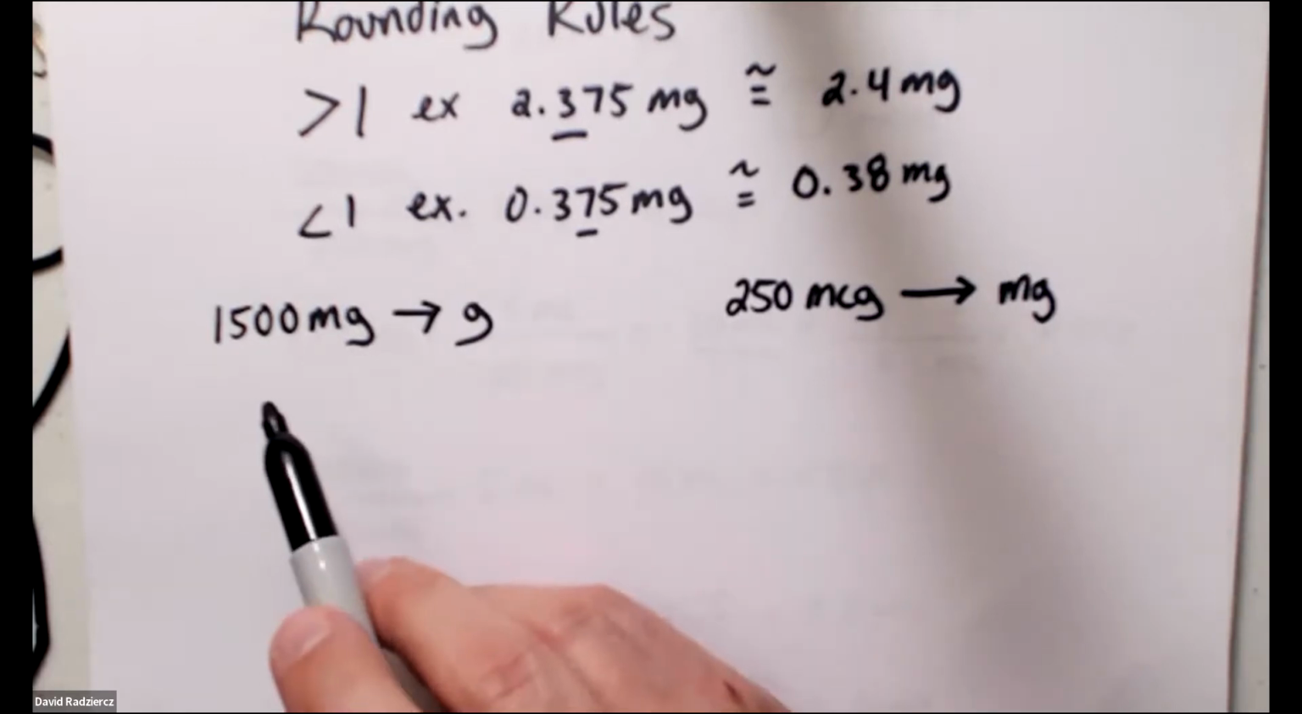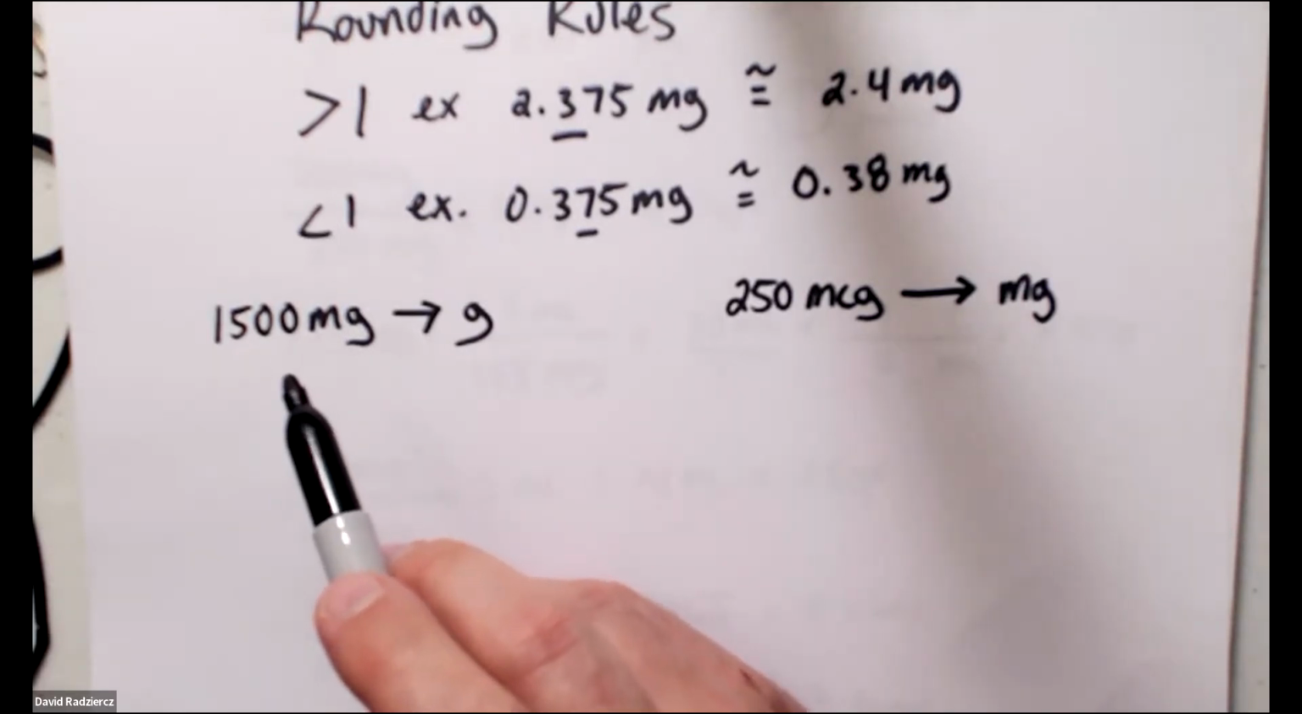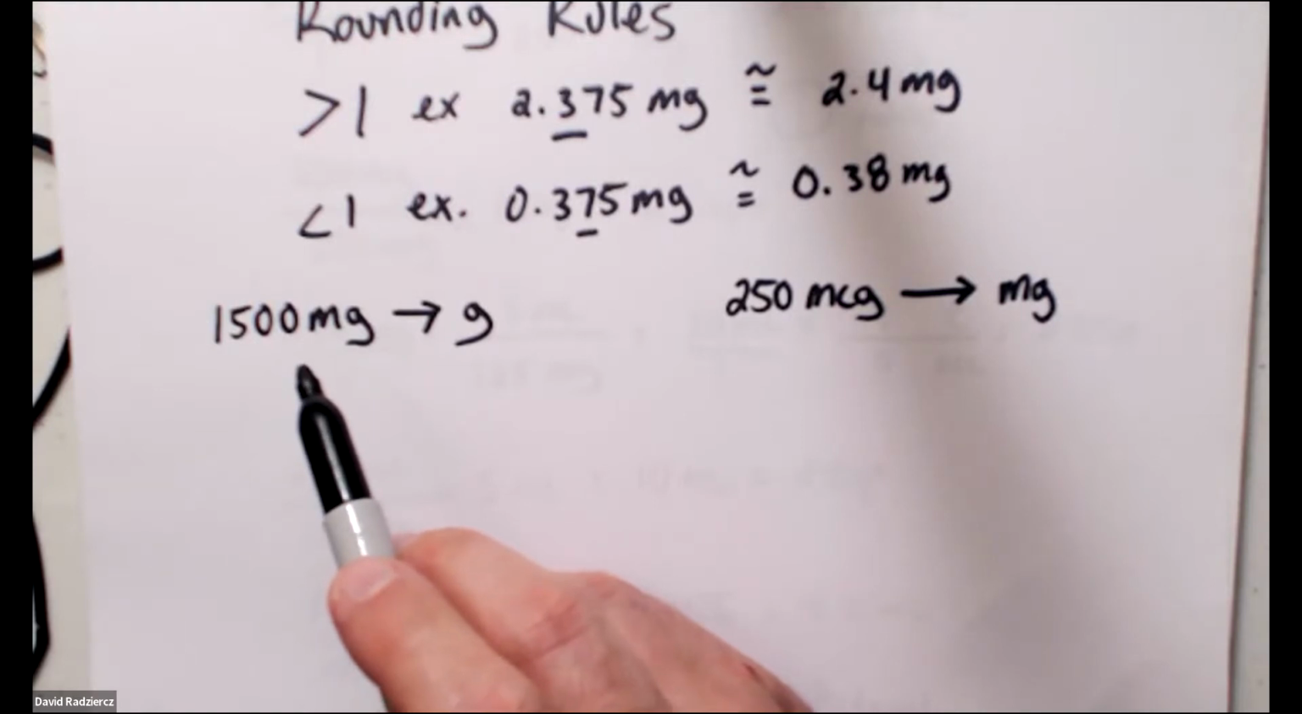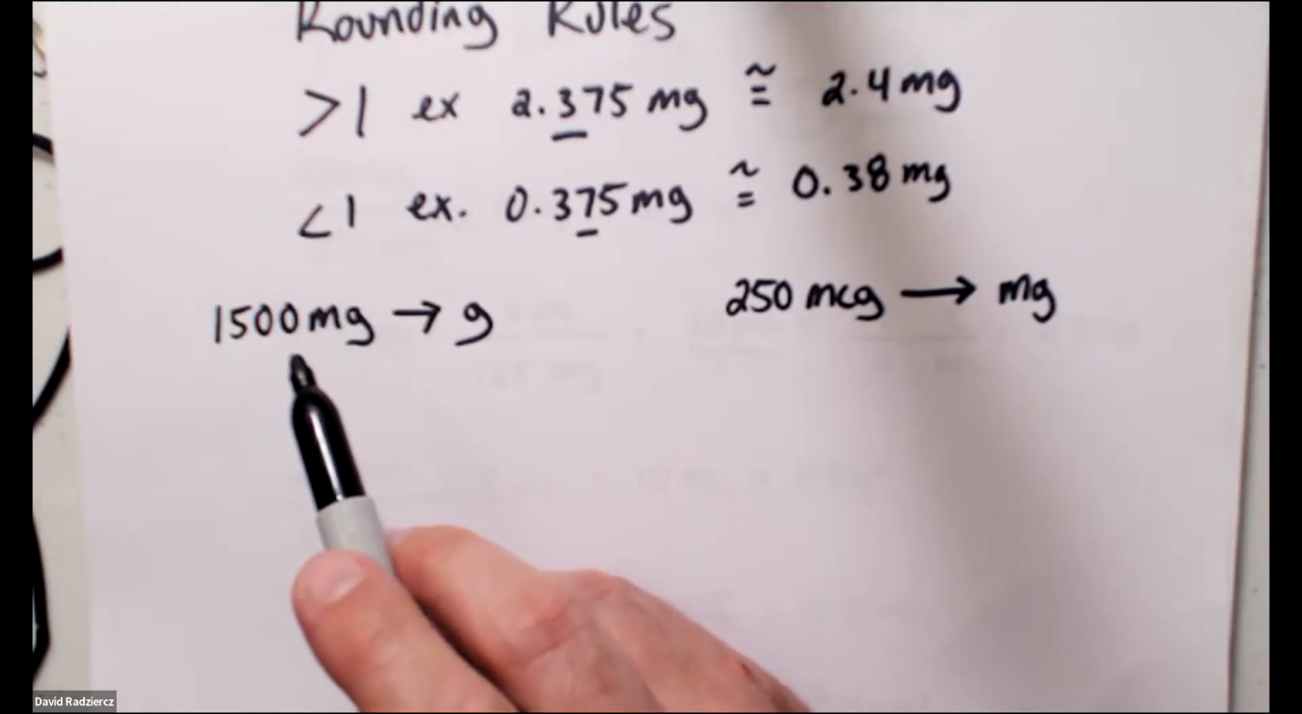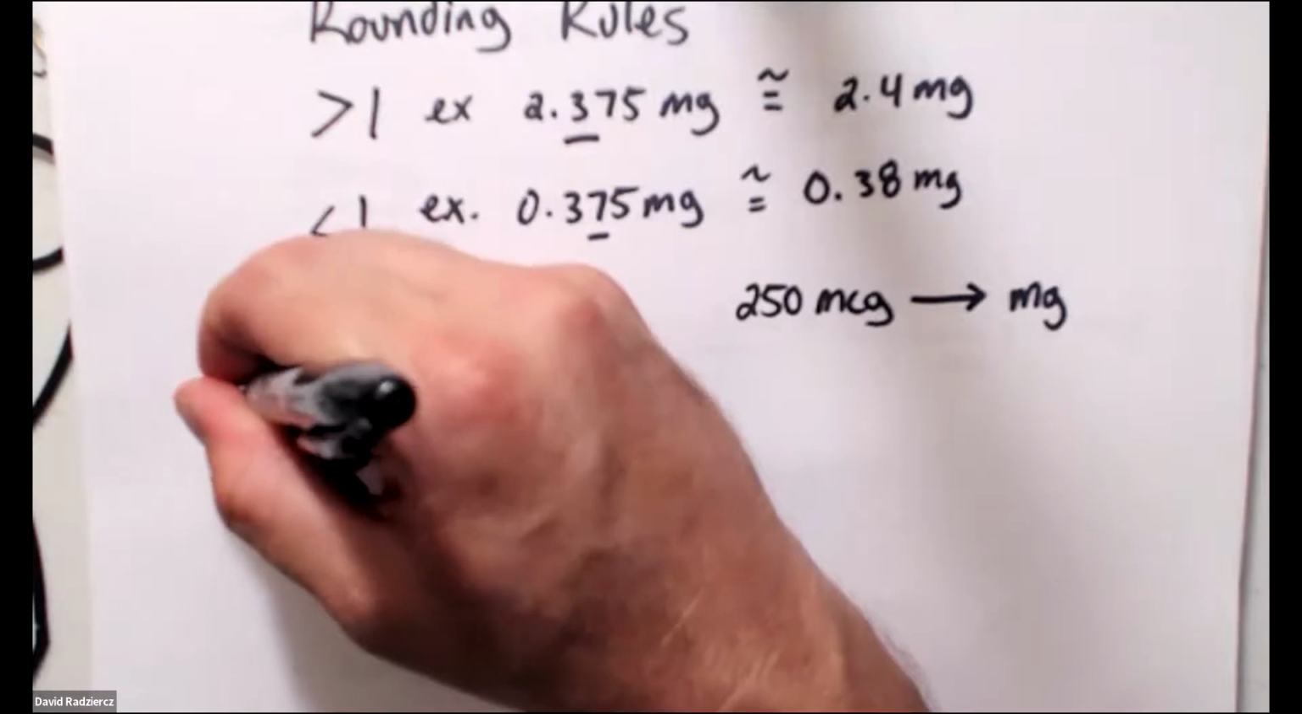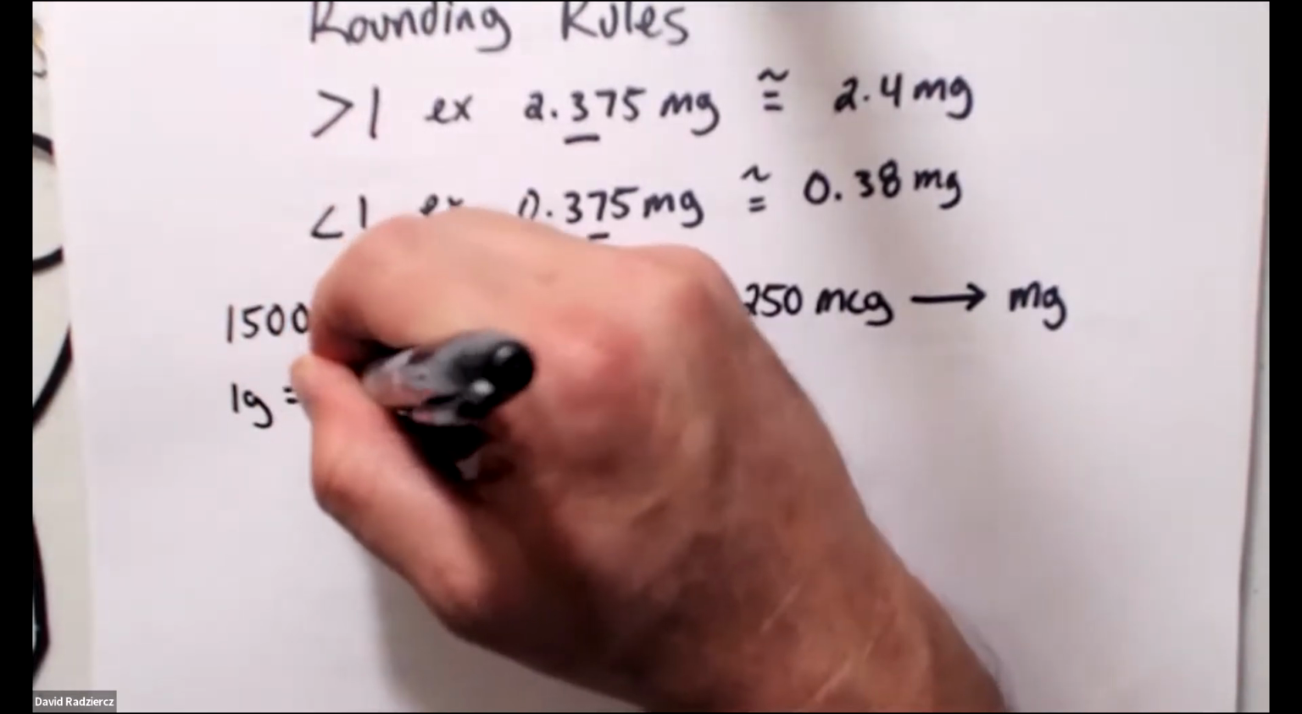So let's start off with this. The first thing, in order to answer this question, is you need to know what your conversion is. And we just talked about that. 1 gram is equal to 1,000 milligrams.